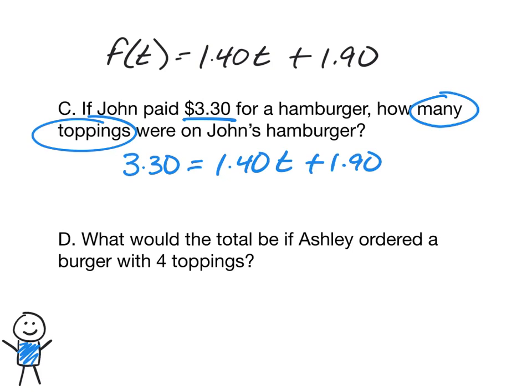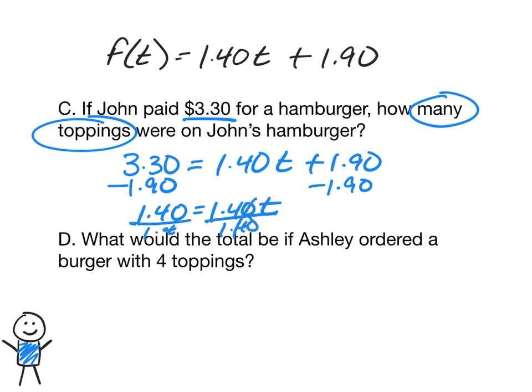I would begin by subtracting $1.90 from both sides, resulting in $1.40 equals $1.40 per topping. And then to get rid of the $1.40 in front of the t, you divide both sides by $1.40. $1.40 divided by $1.40 equals 1. So if he paid $3.30, he bought the hamburger plus 1 topping.